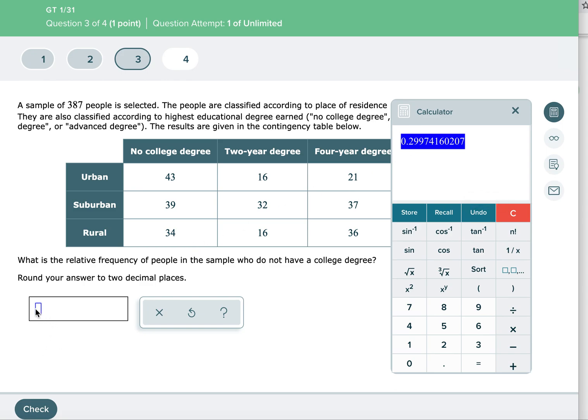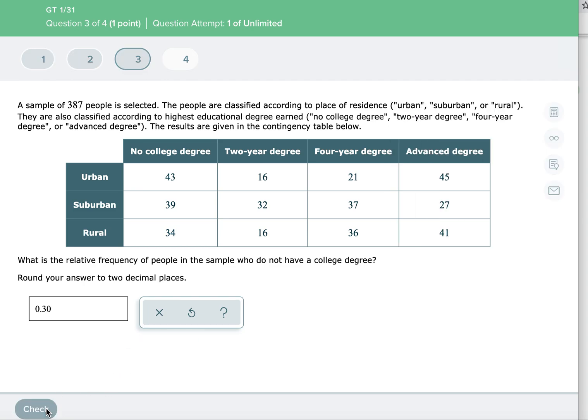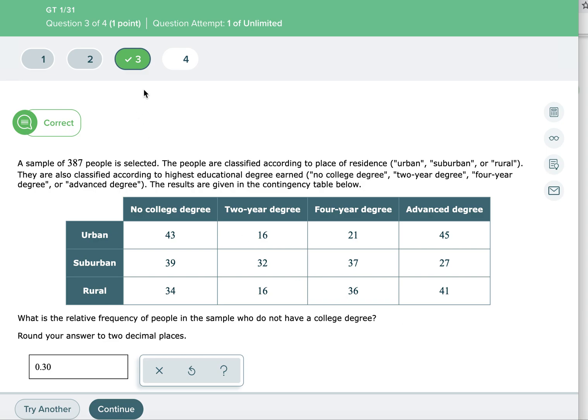What you do is you round this up to 0, and then this 2 becomes a 3. So my answer is going to be 0.30. And yes, I could write 0.3, but they even say round your answer to 2 decimal places. So that means you need to show 2 decimal places when you do this.